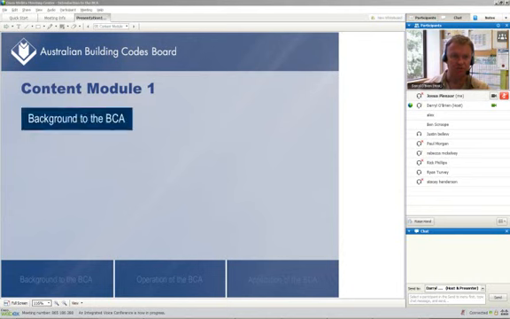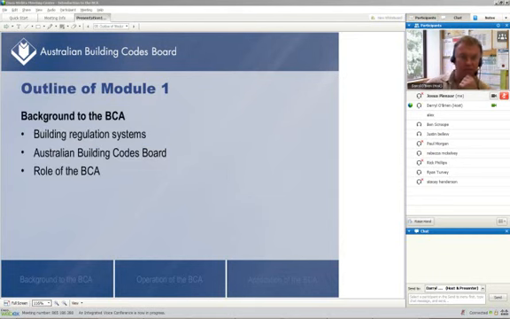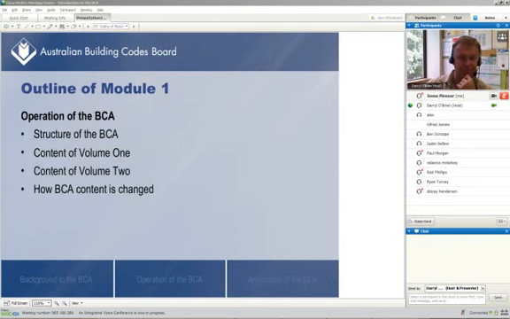So, Module 1: the background of the BCA, operation of the BCA, and application of the BCA. Okay, so the background of the BCA: building regulation systems, the Australian Building Codes Board, and the role of the BCA. That's what we'll be touching on. The operation of the BCA will be the structure of the BCA, the content of Volume 1, the content of Volume 2, and how the BCA content is changed.